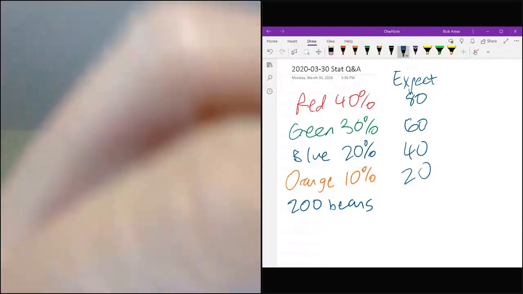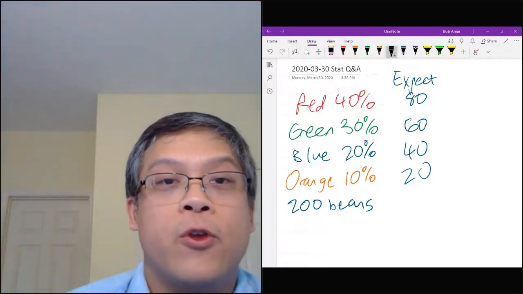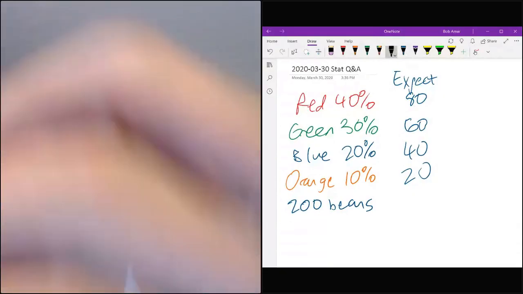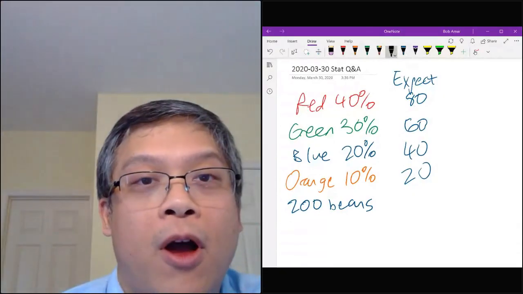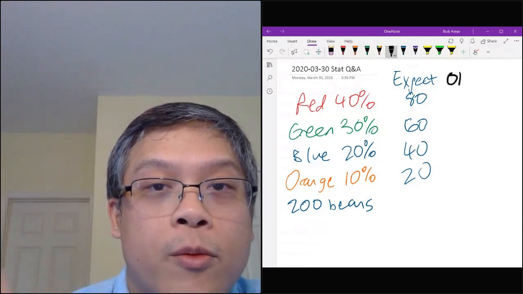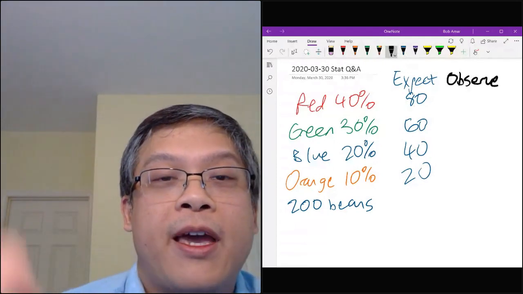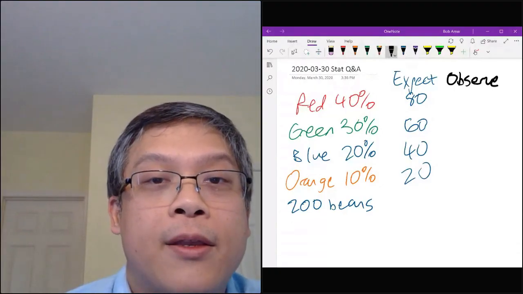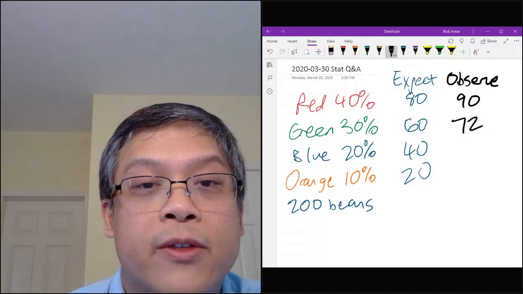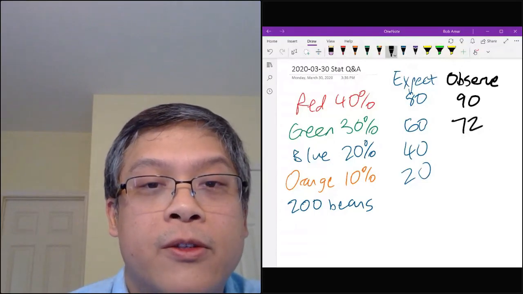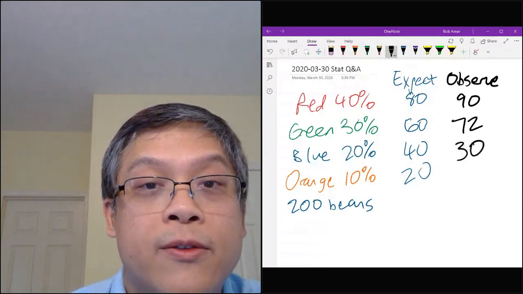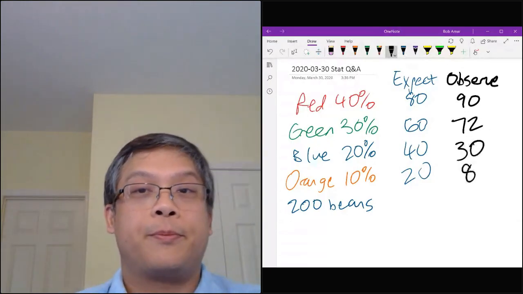Then let's say that what you actually got, so you got this sample of 200 random jelly beans out of a bag or off the factory line, and then what you actually get is what you observe. Okay, so let's say, just for the sake of argument, that you have 90 beans, 72 beans, that's 162. Let's say then you got 30 blue beans and then only 8 orange beans.